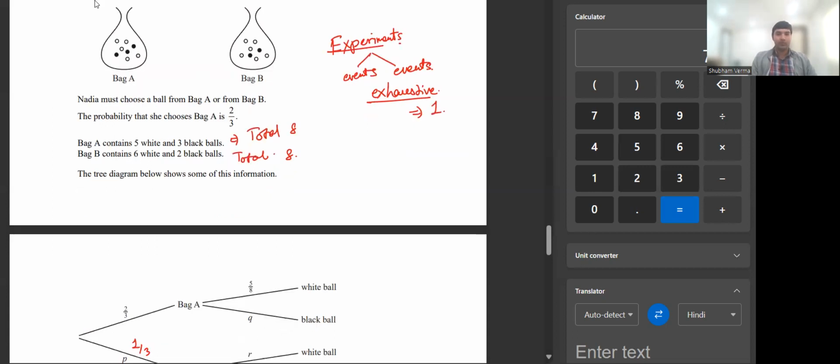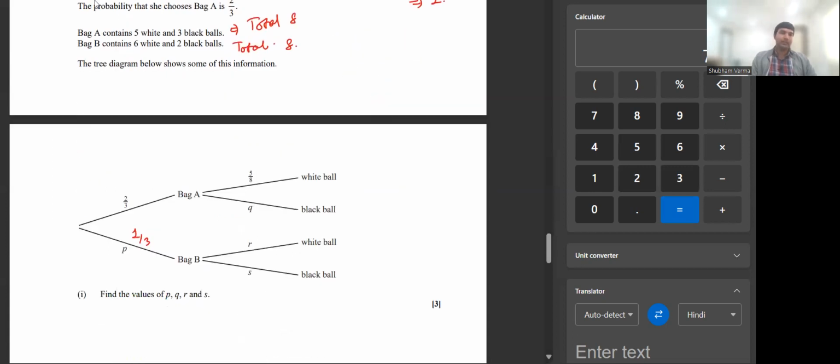Okay. So the event A is choosing bag A, which is 2 by 3. And we know that the total number of events associated with this experiment is 2: choosing bag A and bag B. So 1 minus 2 by 3 is 1 by 3. Using the same logic, white ball is 5 by 8, so 8 minus 5, 3 by 8, because the total has to be 1. These are exhaustive events. Now we have to find the value of R. This is what the first question is.